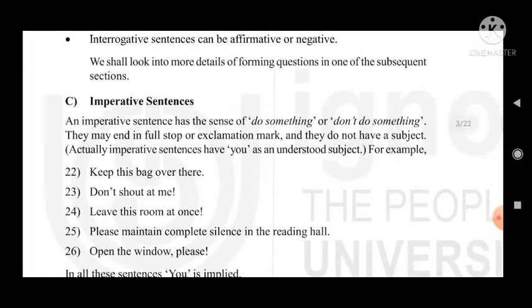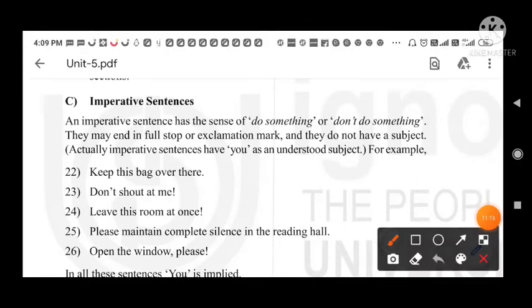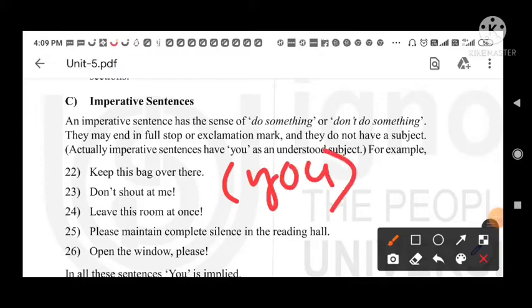imperative sentences. An imperative sentence has the sense of do something or don't do something, in both affirmative and negative sense. They may end in a full stop or exclamation mark, and they do not have a subject. Actually, imperative sentences have you as an understood subject. For example, keep this bag over there means you keep this bag over there. Here you is in disguised form. Okay, so you keep this bag over there.